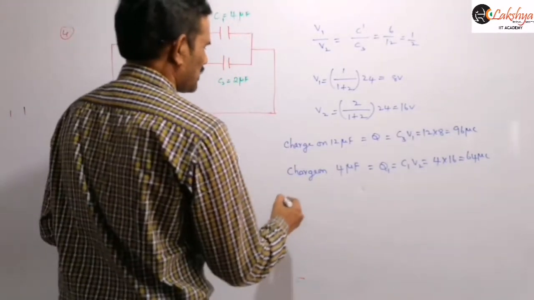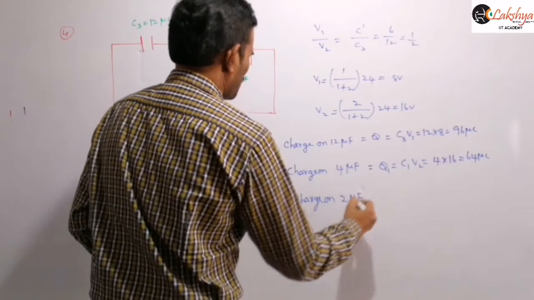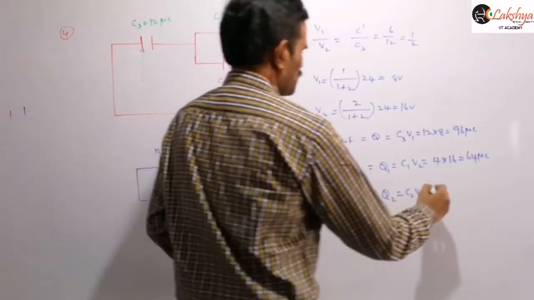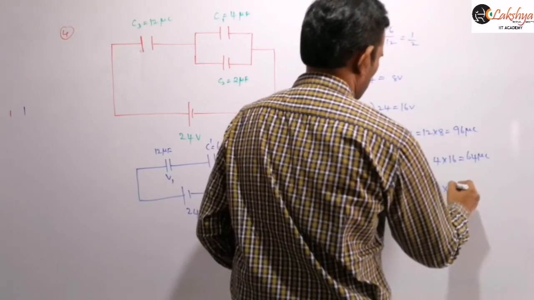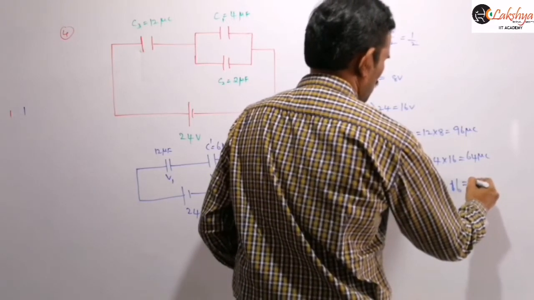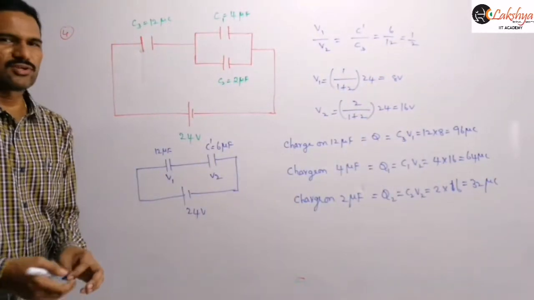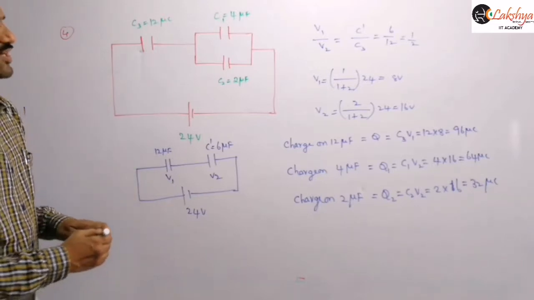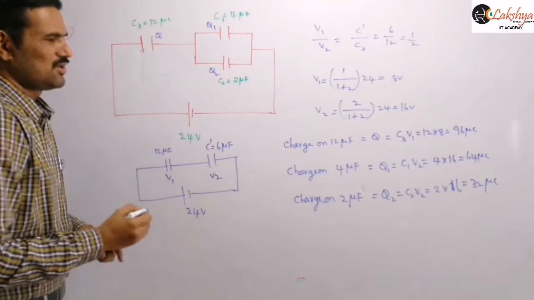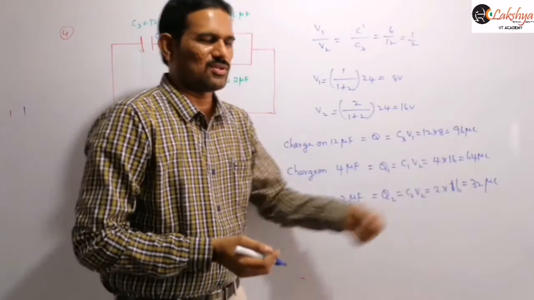Then similarly you can write the charge on 2 microfarad. So the charge on this 2 microfarad is Q2 is equal to C2 into V2, which is nothing but 2 into 16, the same potential difference across them, 2 and 4. So which is 32 microcoulombs, right? Or you can also write this Q2 value as, because the sum of charges on this capacitor and this capacitor must be equal to the charge on this capacitor here. So that is nothing but Q is equal to Q1 plus Q2.